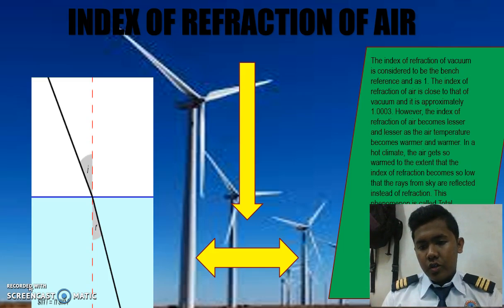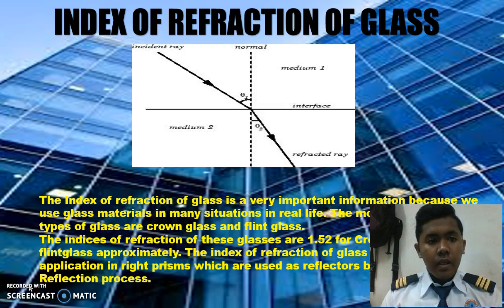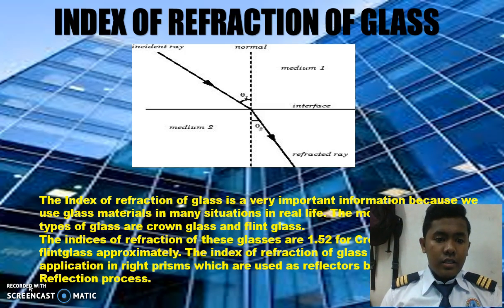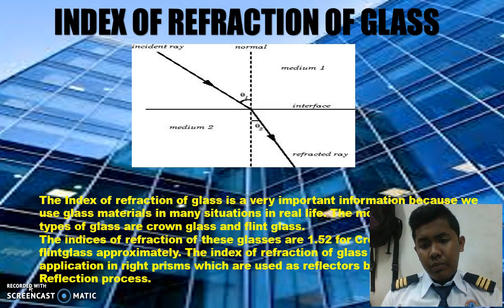This phenomenon is called total internal reflection. Refraction of glass. The index of refraction of glass is very important information because we use glass material in many situations in real life. The most commonly used types of glass are crown glass and flint glass. The indices of refraction of glasses are approximately 1.52 for crown and 1.62 for flint glass.